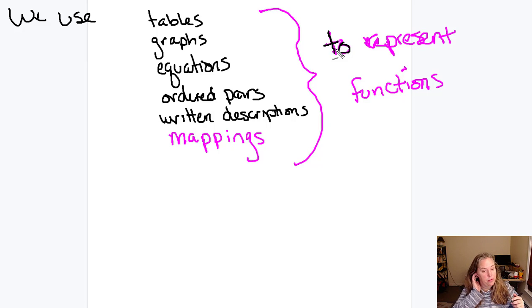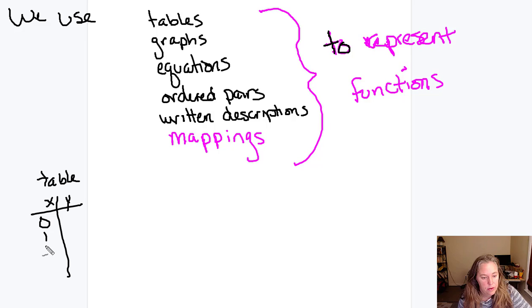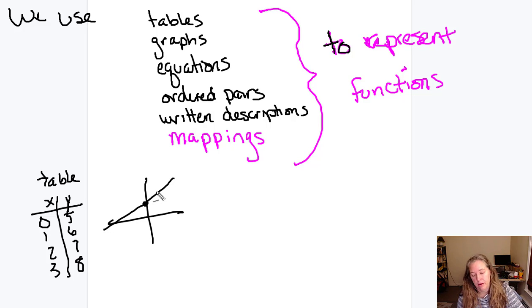So tables. You guys know what a table looks like. A table typically has an X and a Y value. 0, 1, 2, 3, 5, 6, 7, 8. A graph we've been doing. Okay, we've been doing linear functions. An equation, y equals x plus 5.